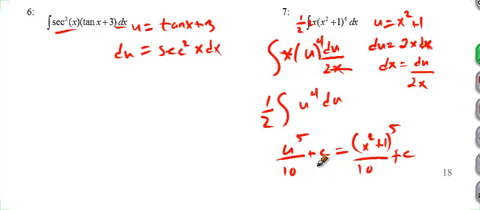Now, every once in a while, I get a rare student that can almost do this in their head. Don't. Do your u substitution, be careful, because a lot of times you won't have 10, you'll have 5 down here. You won't catch the fact that you got to do something with that too. Alright, let's try a couple more.